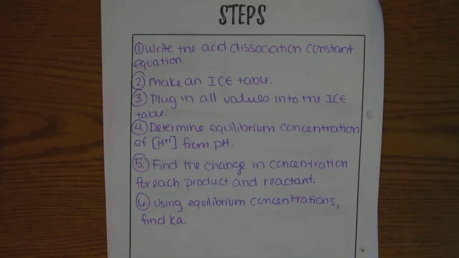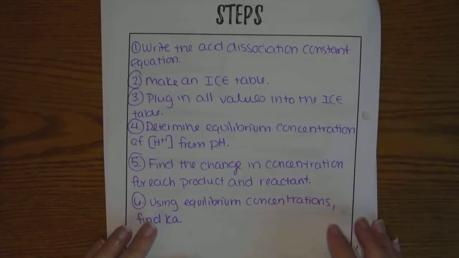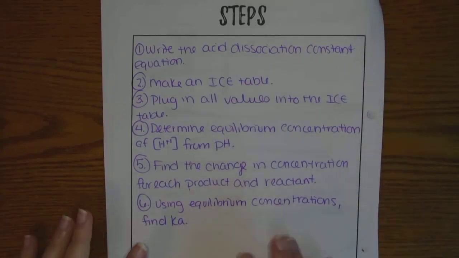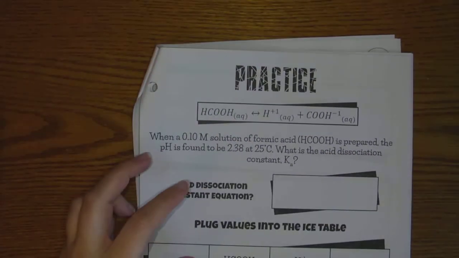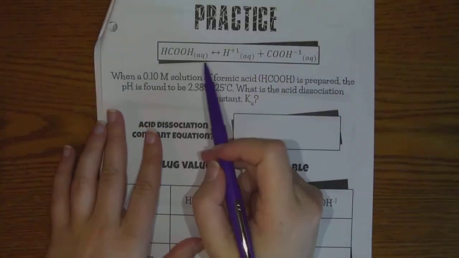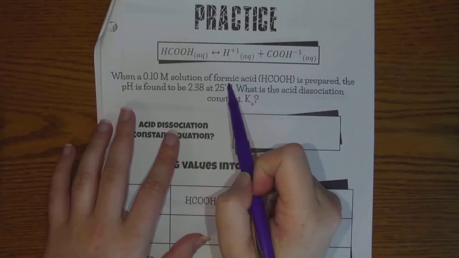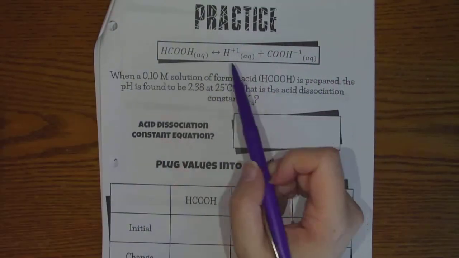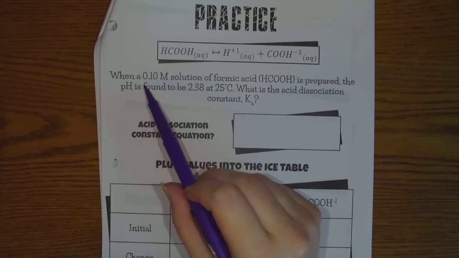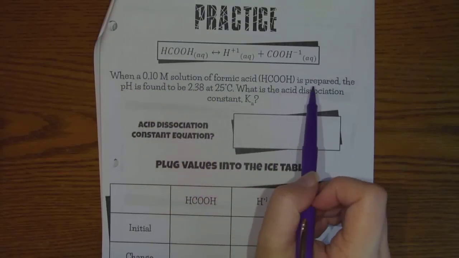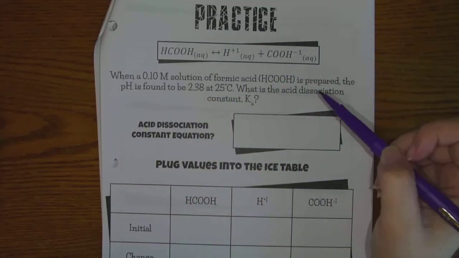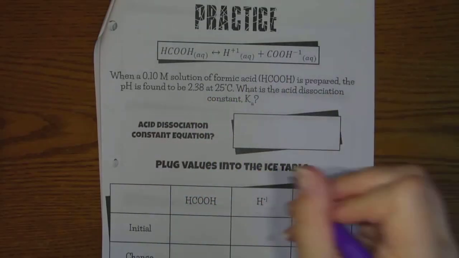Okay, so let's go ahead and start this whole situation with our first example. We'll start that in the next video. All right, well, actually, we'll continue. I apologize. We're going to continue. So this is going to be a weak acid. This is actually formic acid. Some may have heard of it before. It is found in our body. So formic acid. When a 1.0 molar solution of formic acid is prepared, the pH is found to be 2.38 at 25 degrees C. What is the acid dissociation constant Ka?